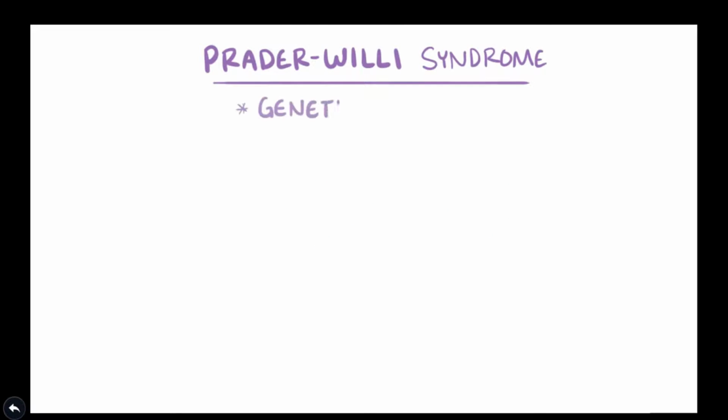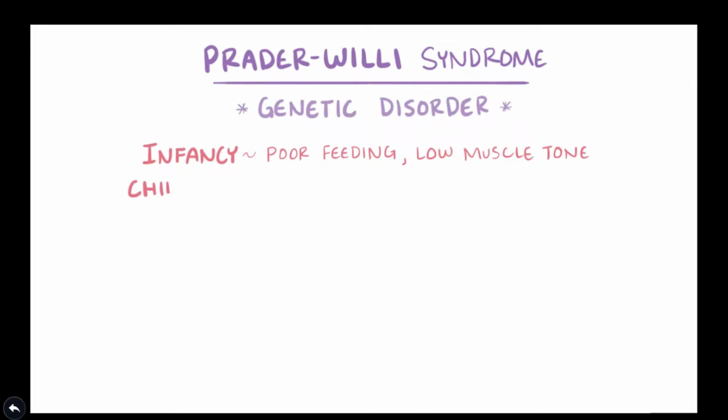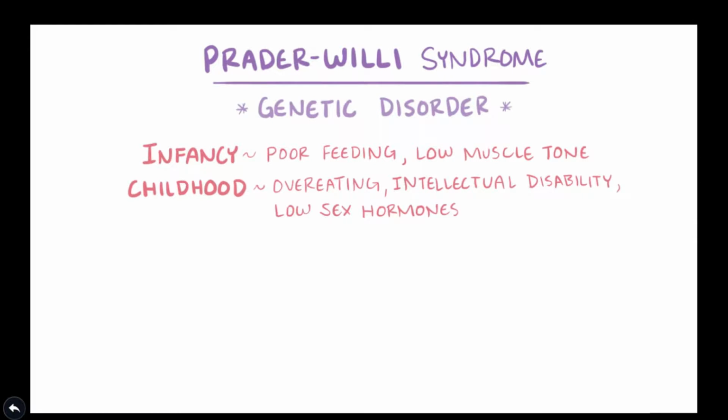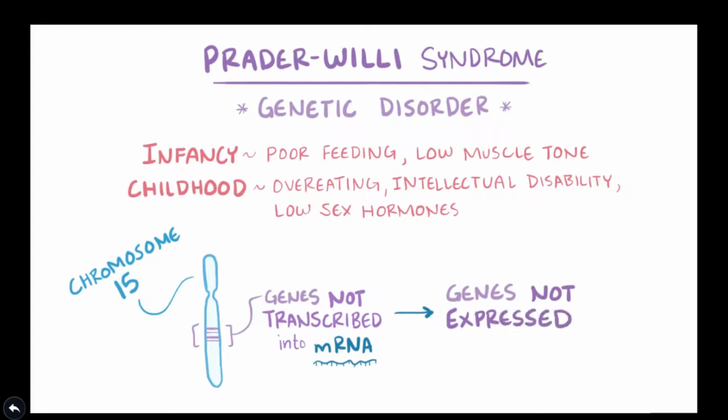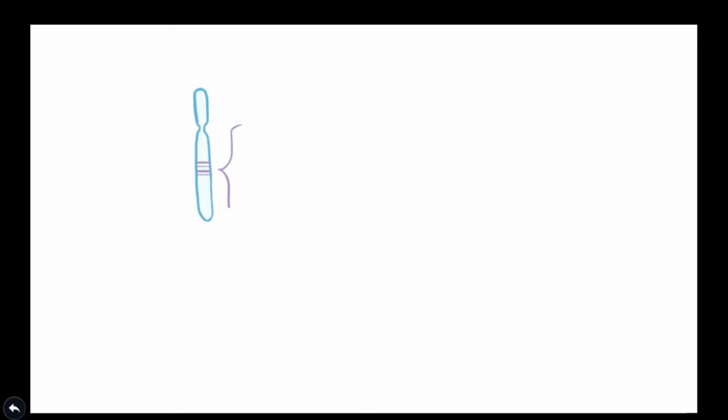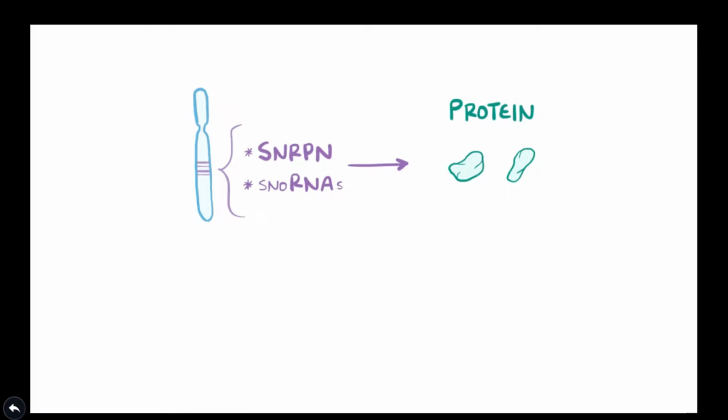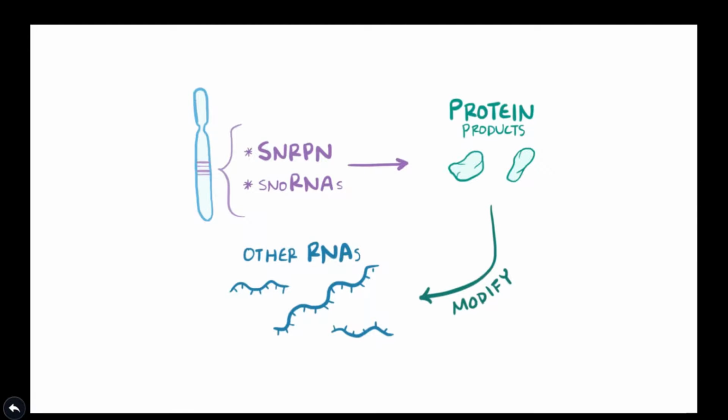Prader-Willi syndrome is a genetic disorder that, in infancy, causes poor feeding and low muscle tone, and then in childhood causes overeating, intellectual disability, and low sex hormones. Prader-Willi syndrome happens when a handful of genes on chromosome 15 aren't transcribed into messenger RNA and therefore aren't expressed. Among these are SNRPN, which stands for small nuclear ribonucleoprotein polypeptide N, and a cluster of SNORNAs, which stands for small nucleolar RNAs. And these genes all have protein products that modify other RNAs.